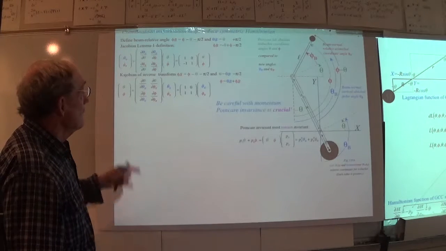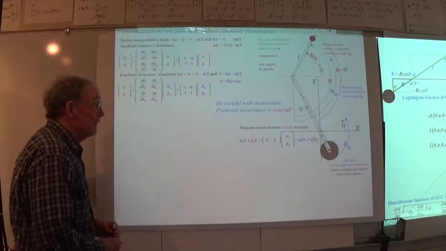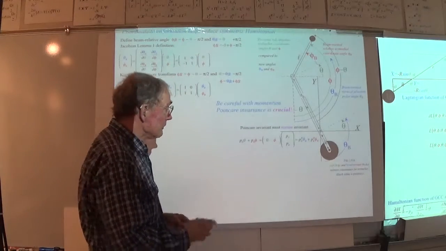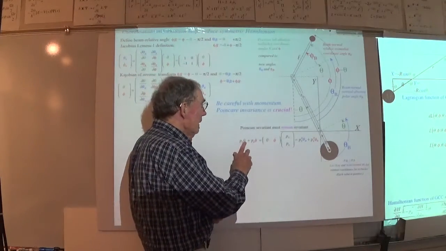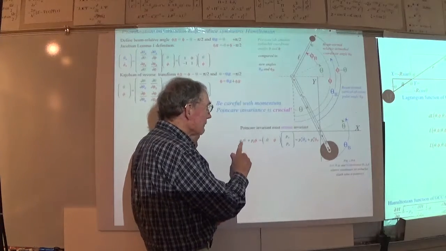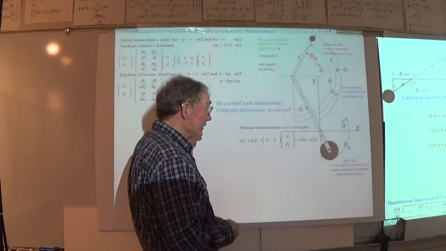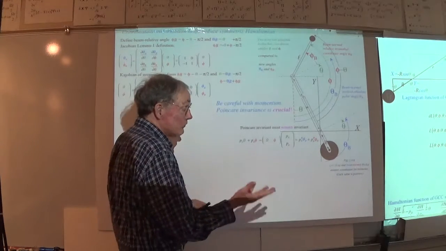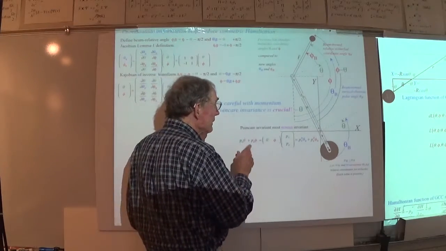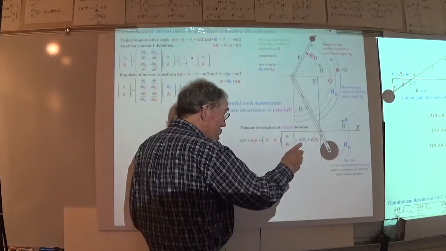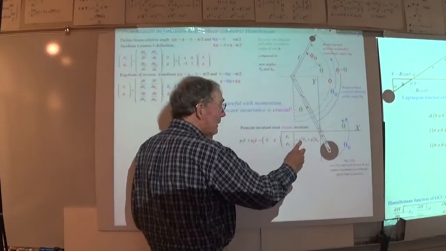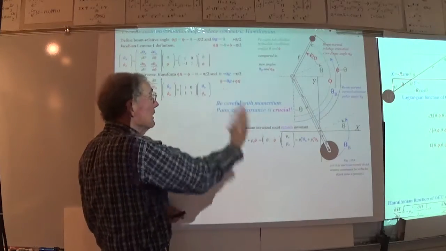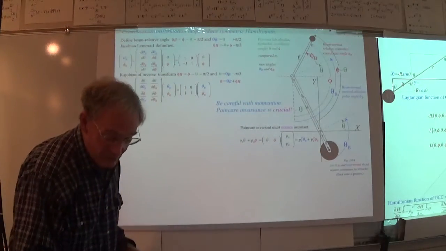So what we have to do is be really careful with momentum. That is, the Poincaré invariance of this is crucial. That is, the product of velocity and momentum, the action sum that goes into Poincaré's relation, or Legendre's transformation, had better be the same, that is, equal with these new values for the momentum and the coordinates. We've just set up the coordinate definition. Now we have to set up the momentum definition to go with it.